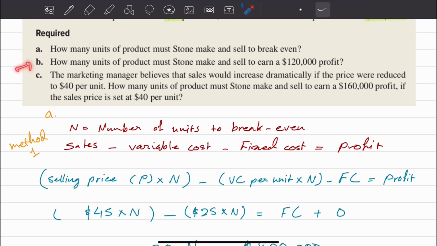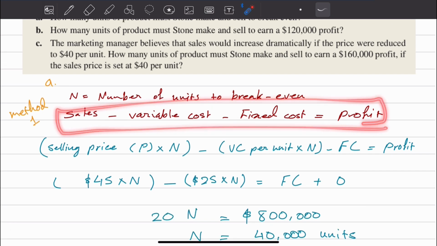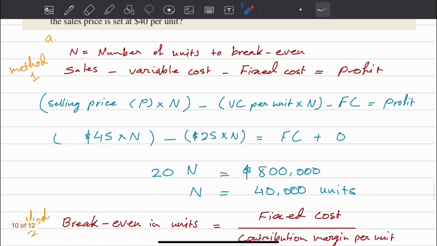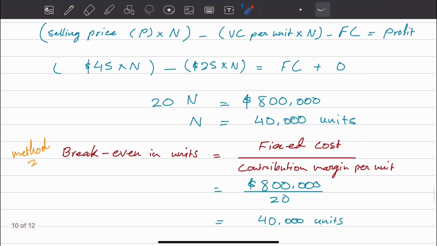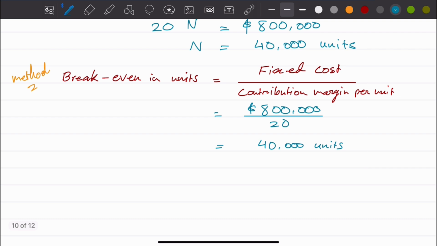It says, how many units of product must Stone make and sell to earn $120,000 in profit? Now, whether you use this method right here, the formula, what you're going to do is just, instead of assuming that the profit is 0, you're going to change this number here to become 120,000. And if you're going to use the contribution margin method, all you need to do is just add the profits right here in the numerator. Okay? Let's use the contribution margin method since it's easier and quicker.